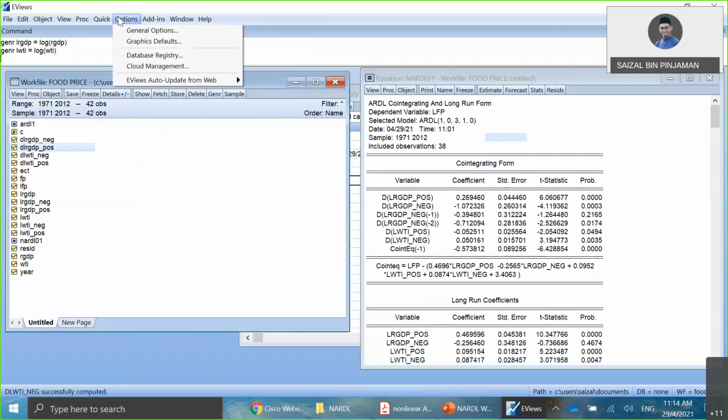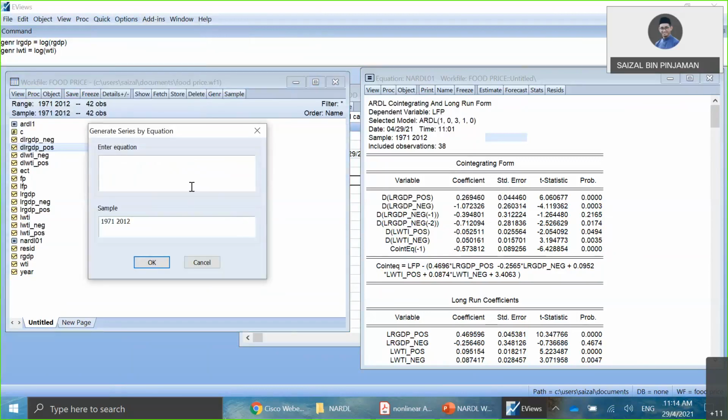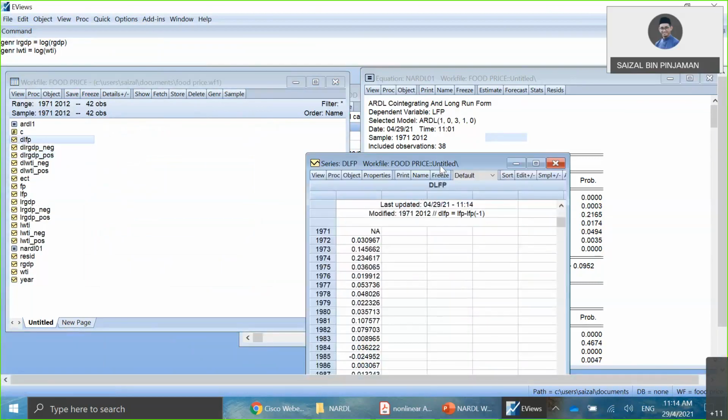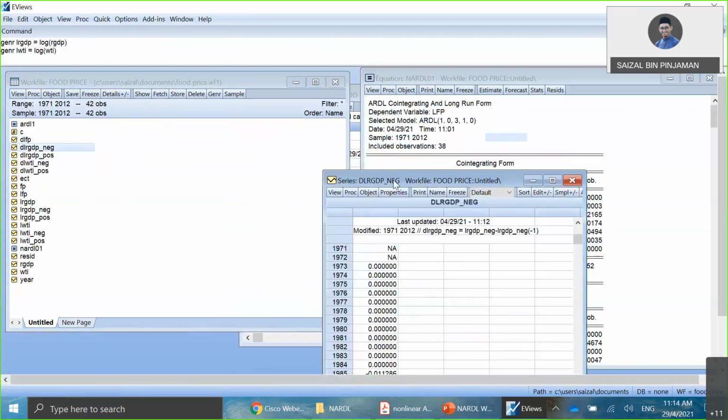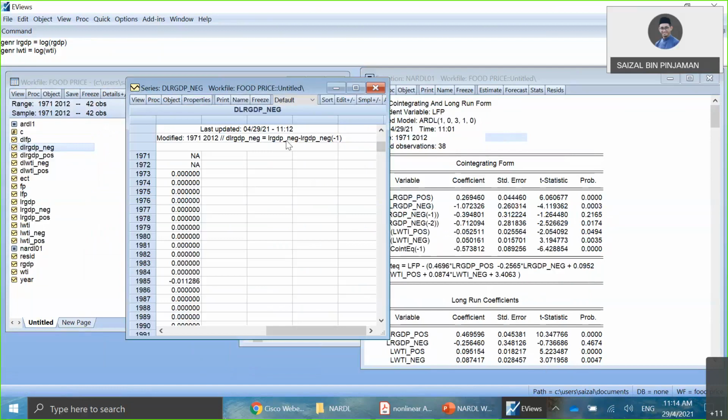And then last but not least, we generate the series for the DLFP, which is the LFP in present value minus LFP in previous value, or in lag 1. Click OK. Right. So let us check whether the equation is correct or not. This time it is okay, because sometimes when we do this, we may face misspecification.